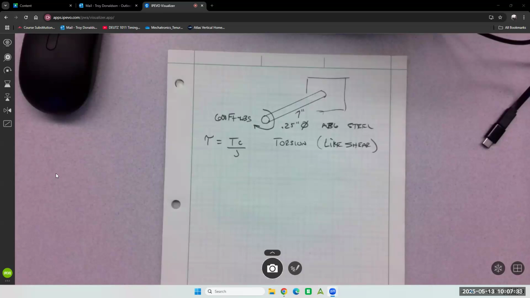Okay, so it's not like we chopped it this way, right? We didn't have a big load that chopped it down, but we literally twist it until that geometry literally fails. It's called torsion. It's pretty cool. You know how much force it takes to twist that thing off? It's incredible. We can calculate.